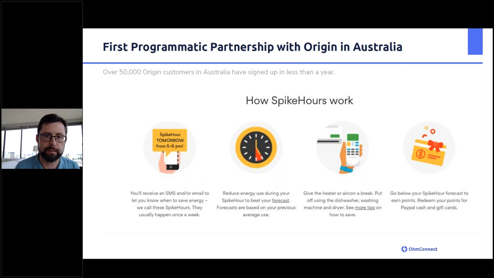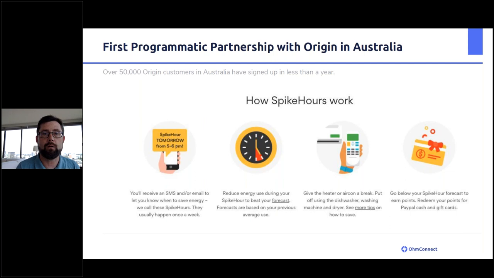Instead of being a third-party independent power producer that plays into the market, we actually partnered with Origin in Australia. We launched a year ago, almost exactly. It's the same program and works exactly the same, except that Origin customers can sign up directly, and Origin calls the events. We call it Spike; they call it Spike there. We are not market dispatched, we're dispatched by Origin. So we are effectively a VPP inside of Origin, and they can dispatch us as needed, but otherwise it works the same.